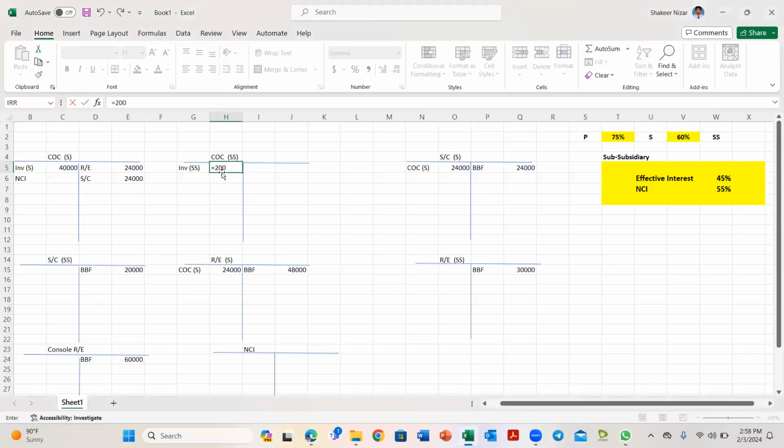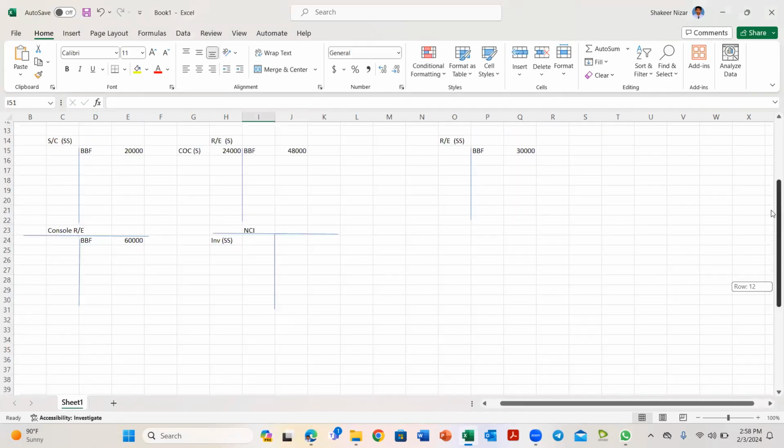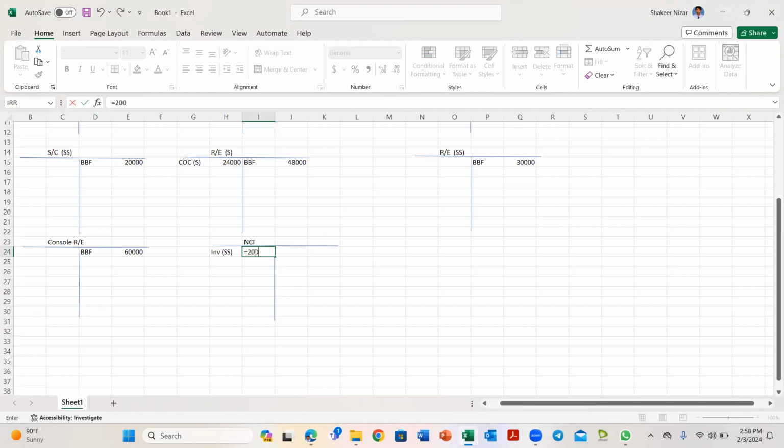20,000 into 75%, that is 15 million, 15,000, since we are using thousands, 15,000. And the remaining 5,000 goes to the NCI because we own only 75% of the subsidiary. Then the remaining 25% goes to the NCI, right? Investment of SS, it is 20,000 into 0.25, 5,000. I think that is clear.